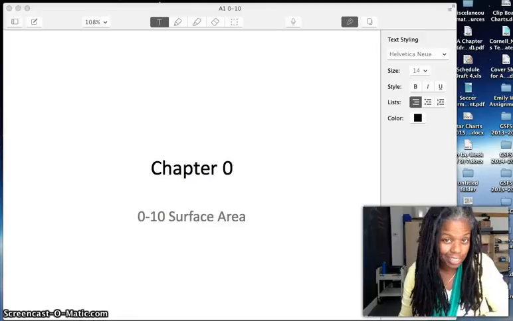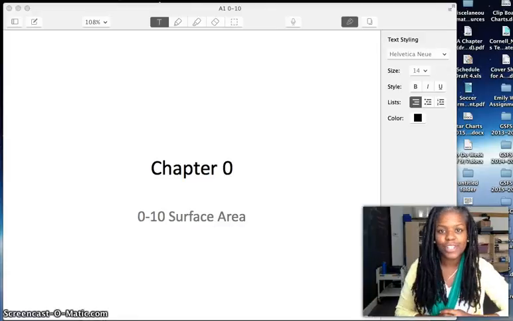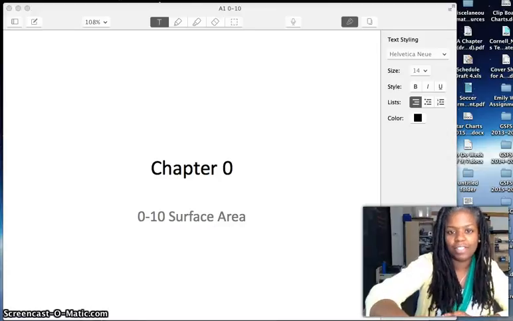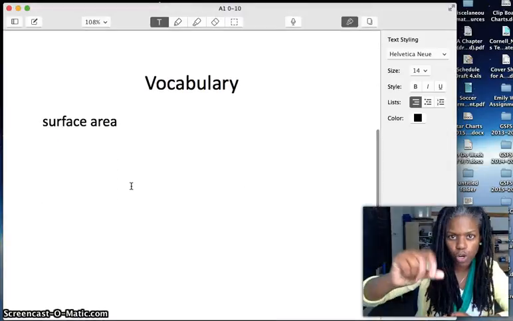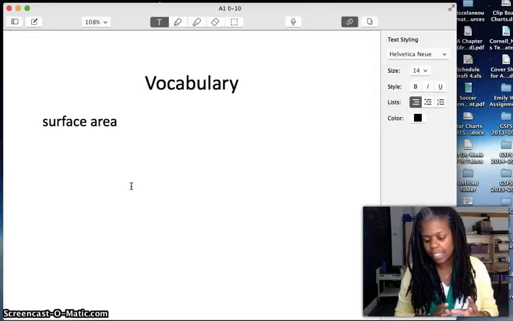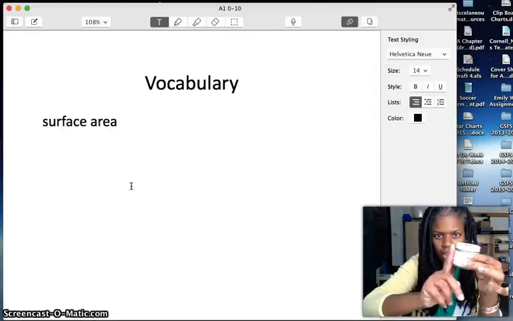Hey guys, we are still in chapter 0 and we're looking at a really short video right now on surface area. So let's get started. Surface area is defined, and I won't even write up the definition, but this is the only new term that we have in this section. Surface area is defined as the area of the surface of an object, okay?